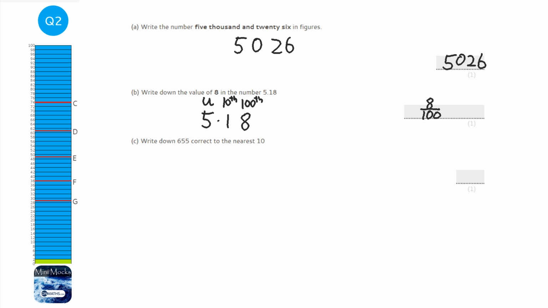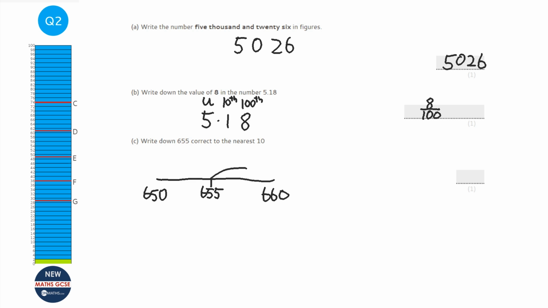Okay, so 655, if we just do a quick number line, 655, the next 10 up is 660. And the next one down is 650. So those are the 2 it can round to. This 655 is bang on halfway, and if they are halfway, they round upwards. So the answer is 660. If it was any less, if it was 654, it would round down. So if the last number, if that number there is 5 or more, it will round up.